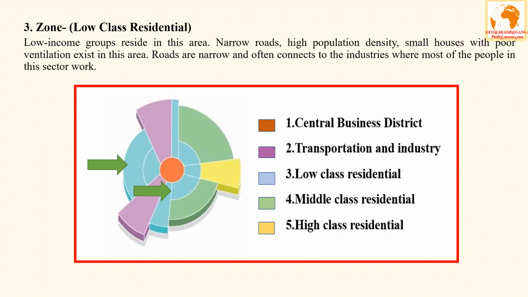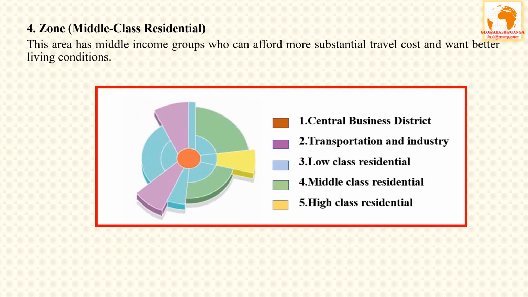Environment and living conditions are often inadequate because of the proximity to factories. Next zone, zone of middle class residential. This area has middle income groups which can afford more sustainable travel costs and want better living conditions. The activities of people residing in this area consist of different activities and not just the industrial work. It has more linkage with CBD along with some linkage to industries. This area has the most significant residential area.